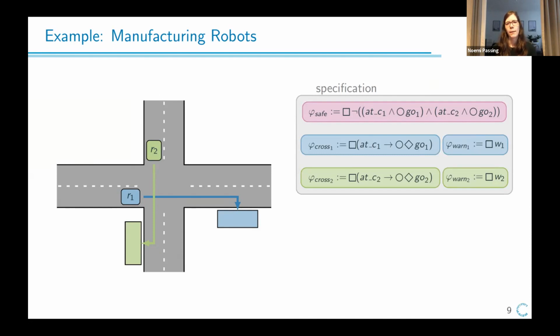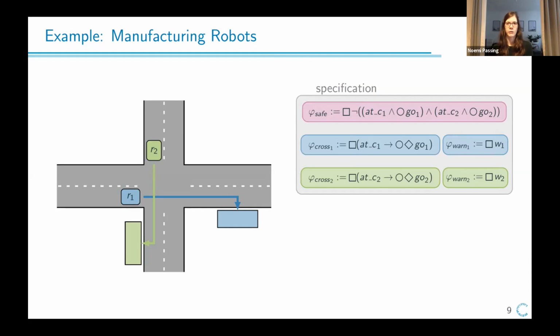Here you can see that the blue specifications, so that robot 1 will cross the crossing eventually, and that robot 1 outputs a warning signal, do not affect robot 2 at all. So they can be dropped from the specification robot 2 has to consider. Analogously, we can drop the green constraints from what robot 1 has to consider. The specification of having no crash, however, affects both robots, and so both robots need to have it in their local specification.